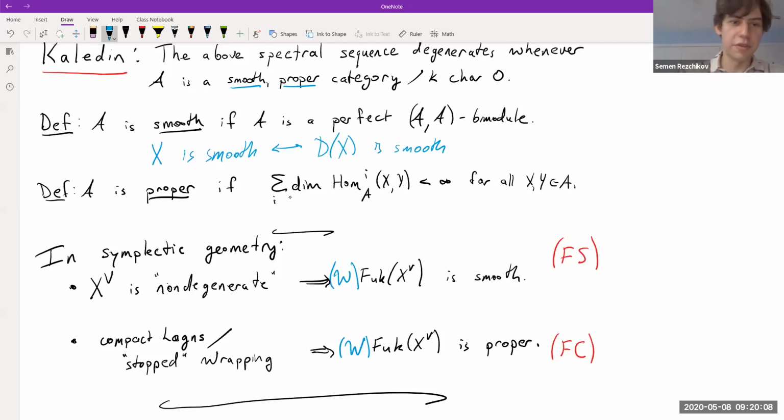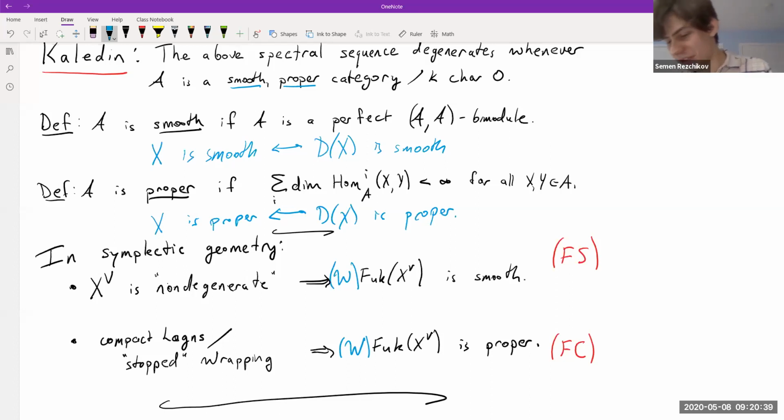And likewise, there's a definition of a proper category, which is just when it's cohomologically finite dimensional. So the sum of the dimensions of the cohomology of the Hom groups, after you take cohomology, is finite for any pair of objects. And if A is the derived category of a variety X, then X is proper exactly when D(X) is proper.